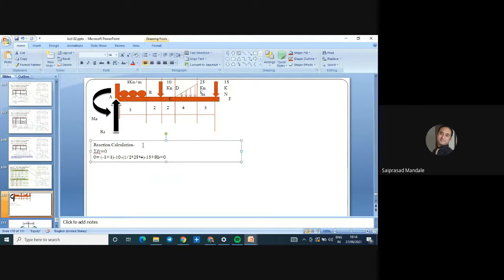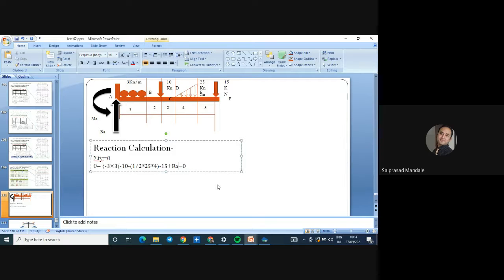When there is a force calculation, when there is a reaction calculation, we are just focusing on the forces, not on the moment. So Sai has given me the equation: summation of F equals 3 into 3, acting downwards, minus 10 downward, minus half into length 4 into width 25, which is minus 15, plus RA.